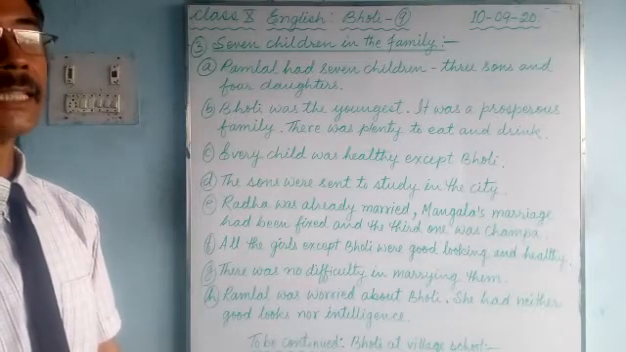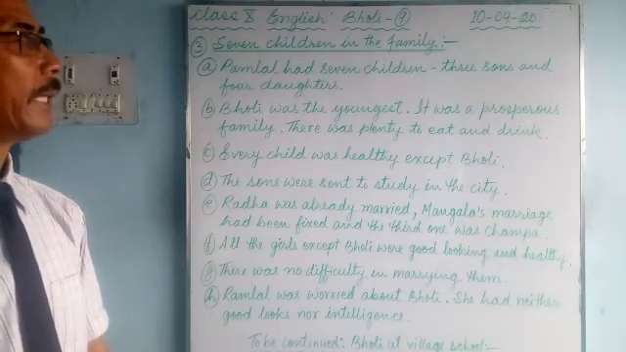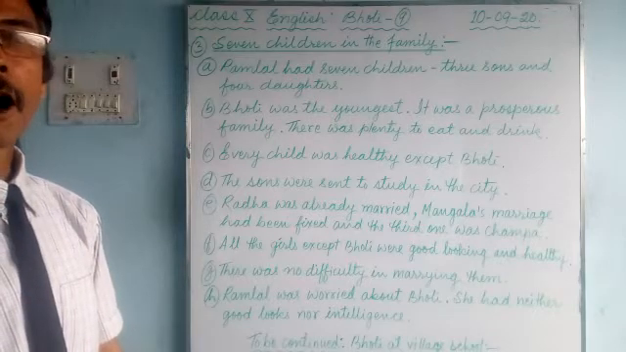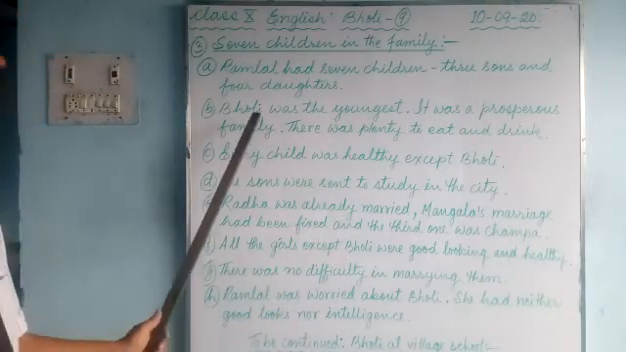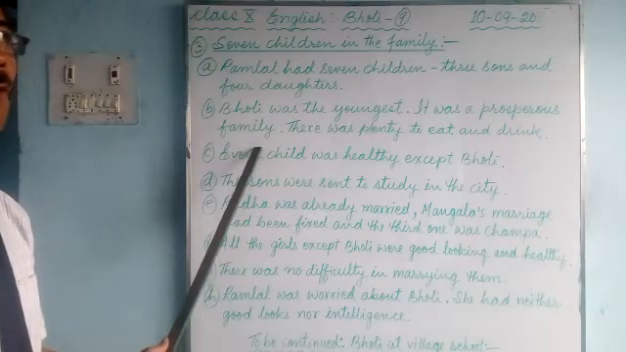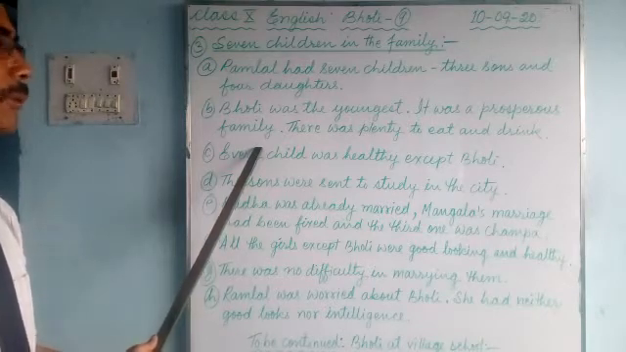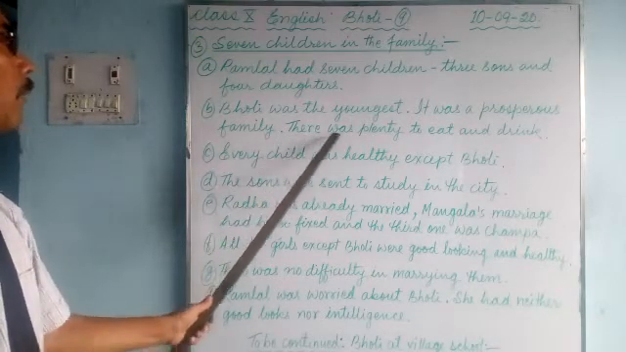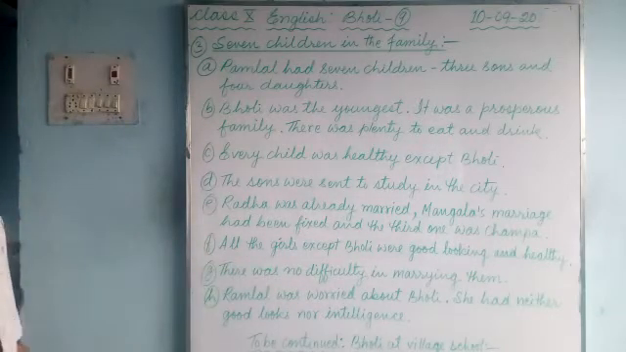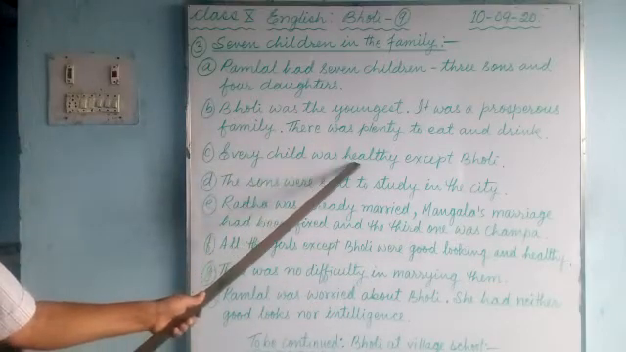His father was a Tehsildar, a government employee, as well as a big farmer. So naturally it was a prosperous family having a big plot of land as well as a government job. There was plenty to eat and drink, so there was no shortage of anything. So every child was healthy.